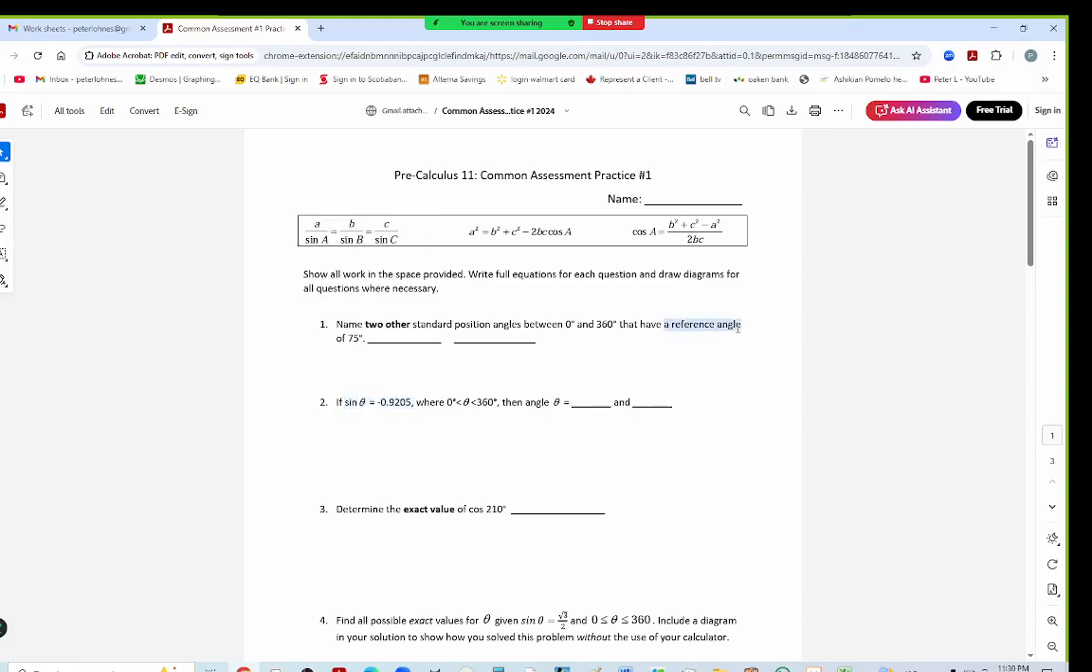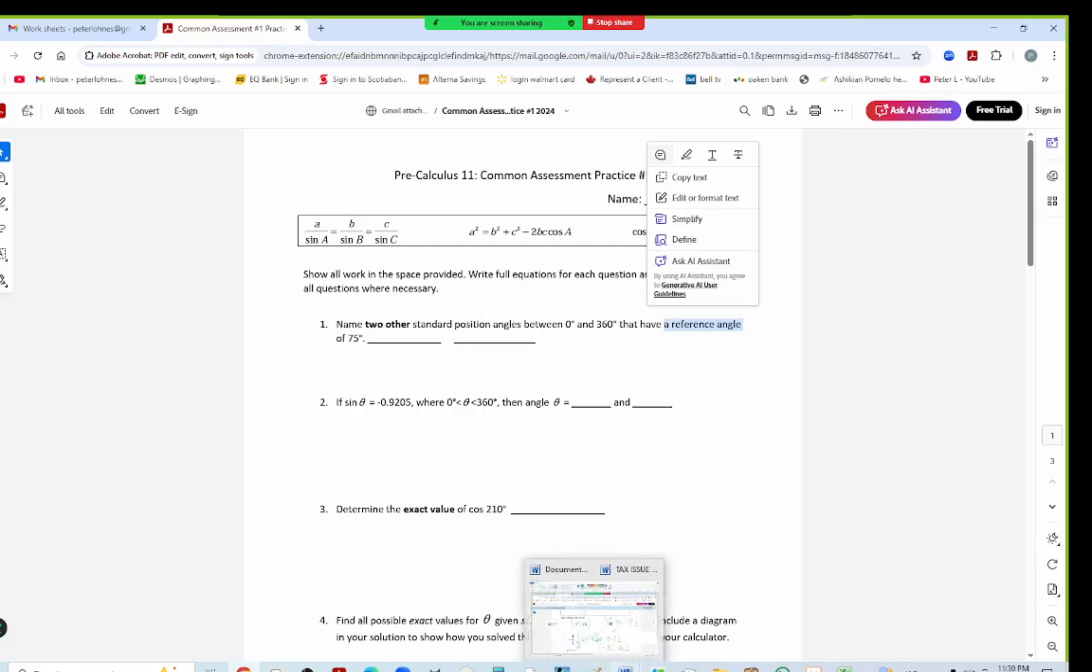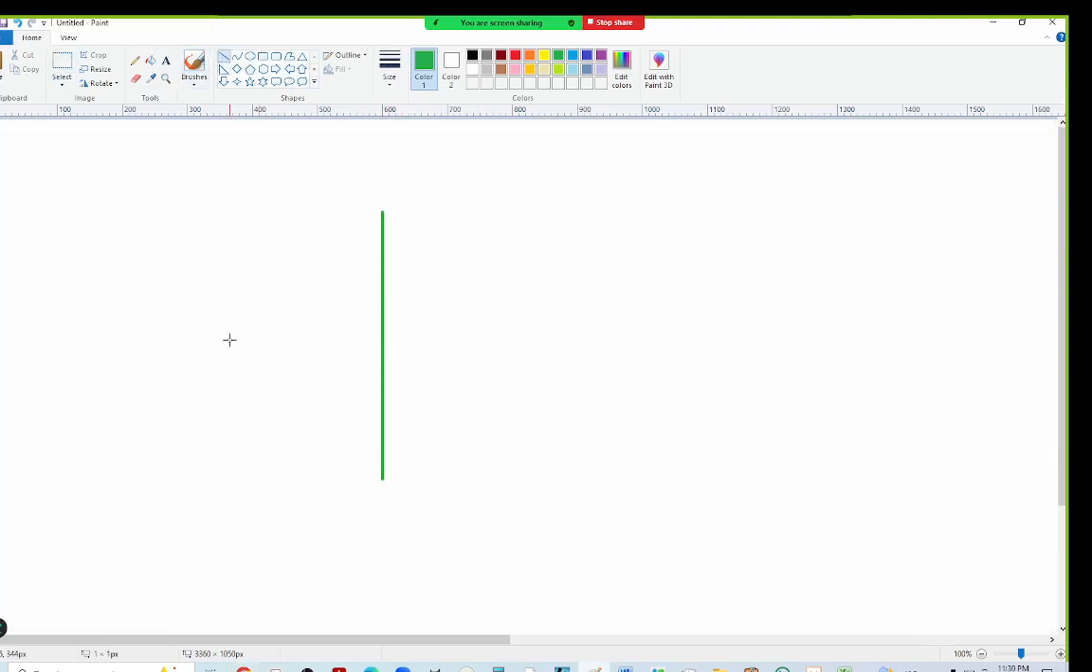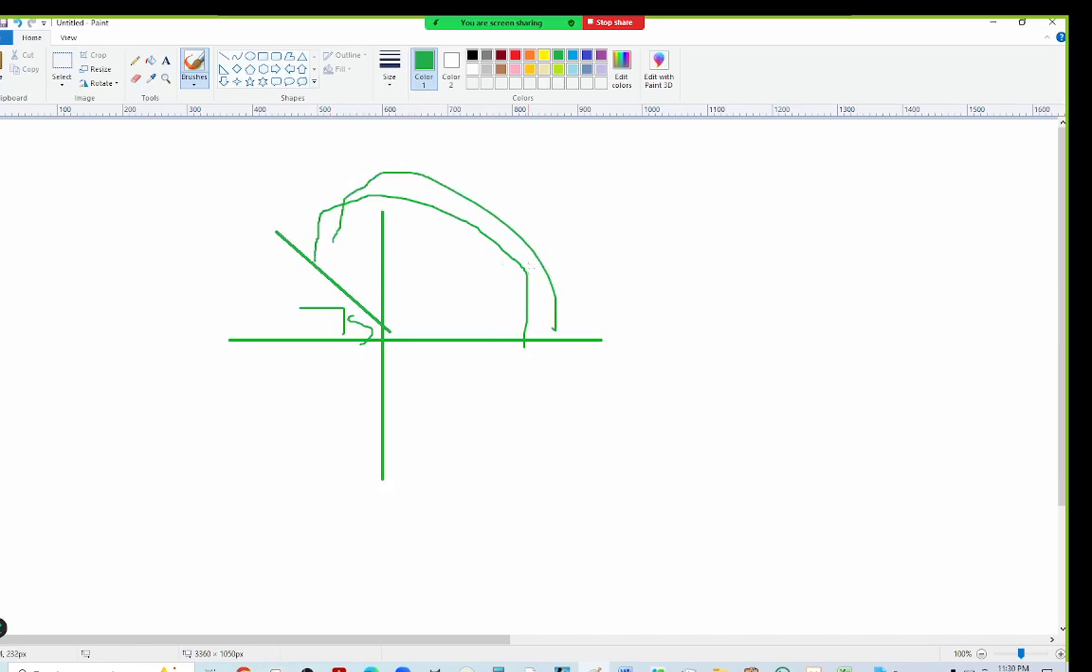What's a reference angle? They tell me here that this has a reference angle of 75 degrees. Basically it's the little one, the cute one. That's right. So it could be over here and it could be 75 here. Can you tell me one reference position or one standard position then? If this is 75 here, what's this angle there?